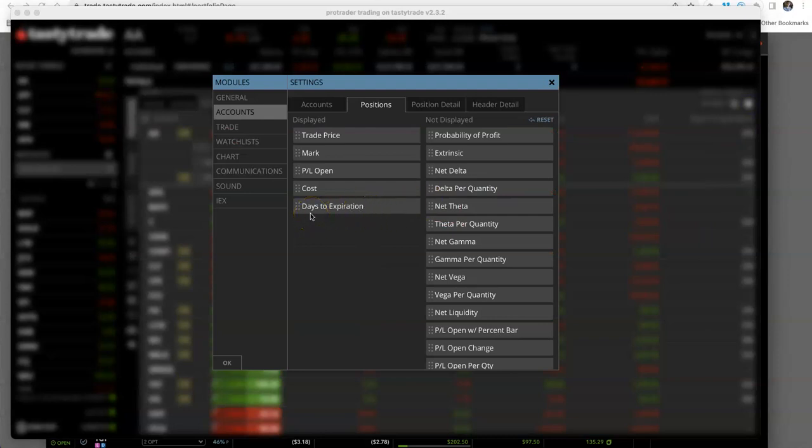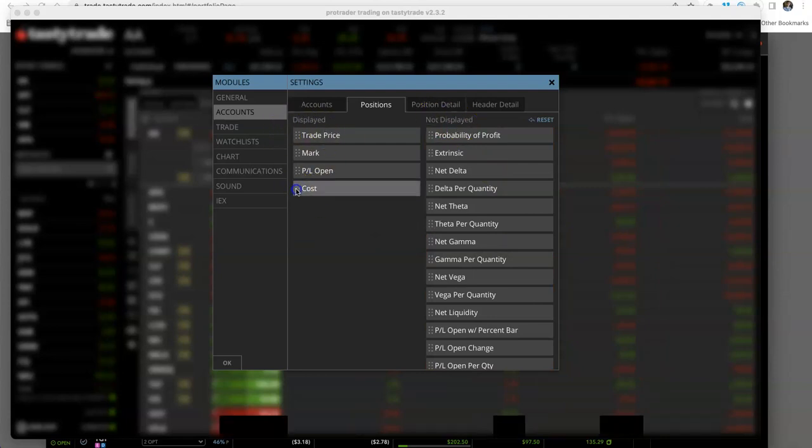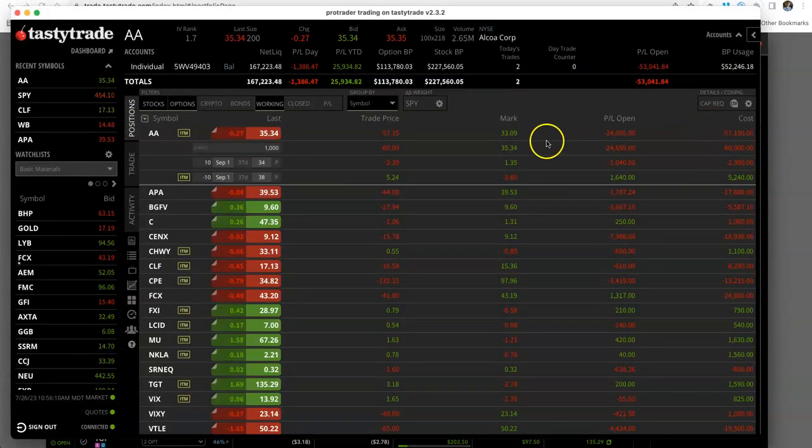And to add and get rid of stuff, all you do is just click and drag, get it over here, not displayed, displayed. And to kind of move things into order, you can just click and drag them around and do that side of things. So pretty easy to maneuver.